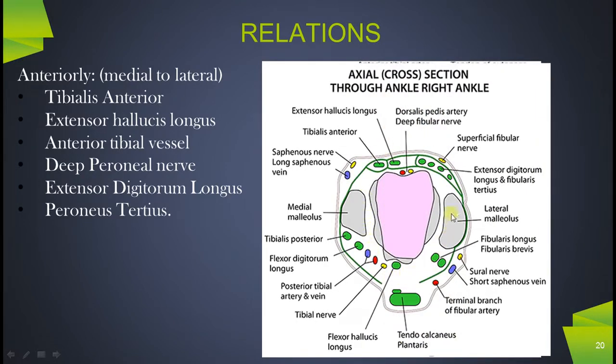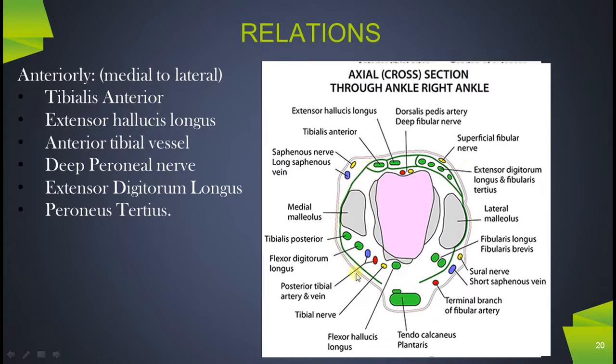So in the cross section at the region of the ankle, you will be able to see tibialis anterior, extensor hallucis longus, extensor digitorum longus, anterior tibial vessel and deep peroneal nerve, laterally peroneus longus and brevis. You see the short saphenous vein and sural nerve. Here you see the long saphenous vein and the saphenous nerve. So structures passing deep to the flexor retinaculum: tibialis posterior, flexor digitorum longus, posterior tibial vessels and the tibial nerve, flexor hallucis longus. This is tendocalcaneus.